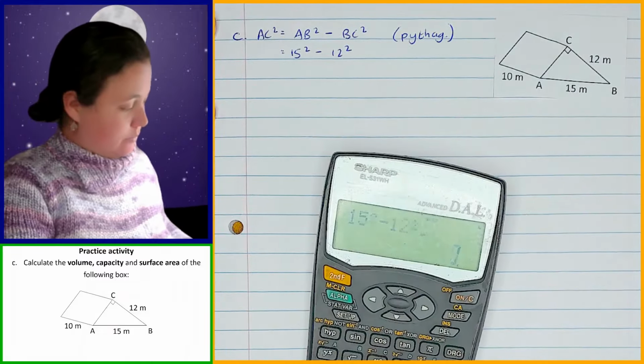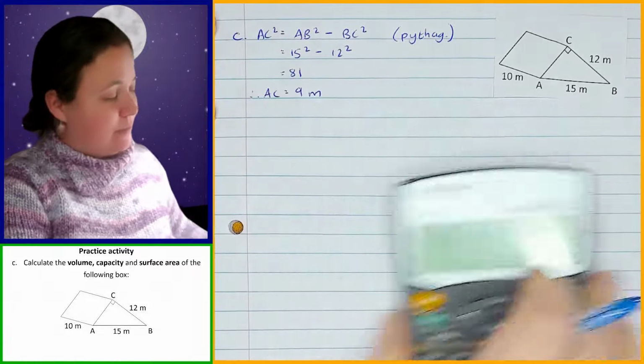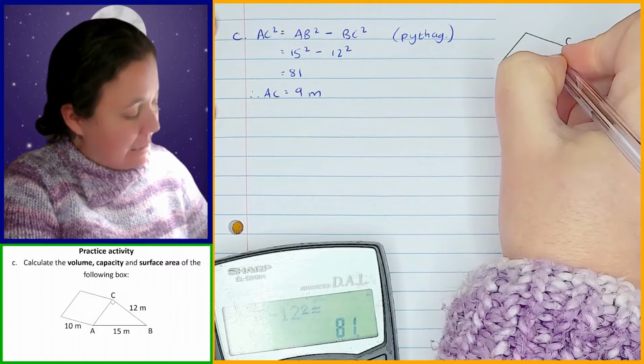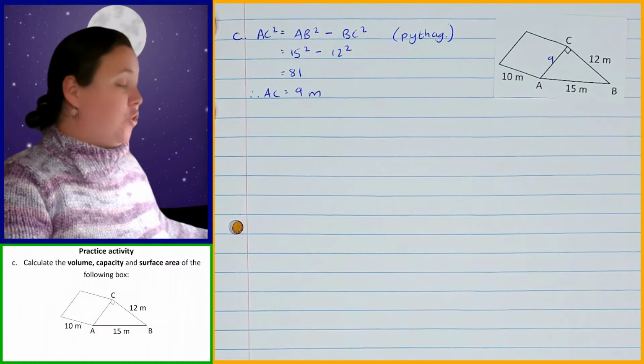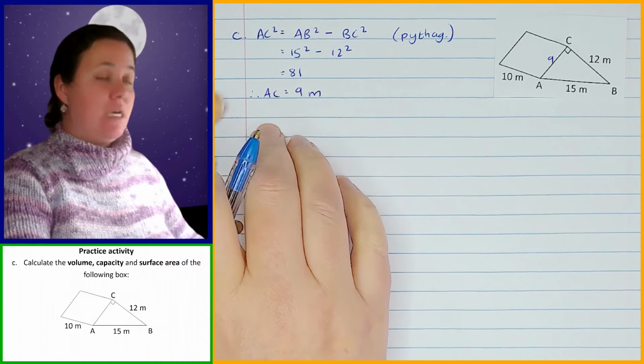So that means that AC is equal to 9 meters. Okay, so this over here is 9. Right, now that I know that, I can use it to help me to work out my volume and my surface area. Okay, so my volume is area of base times height.